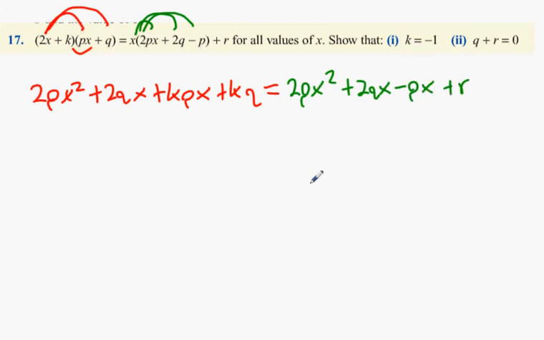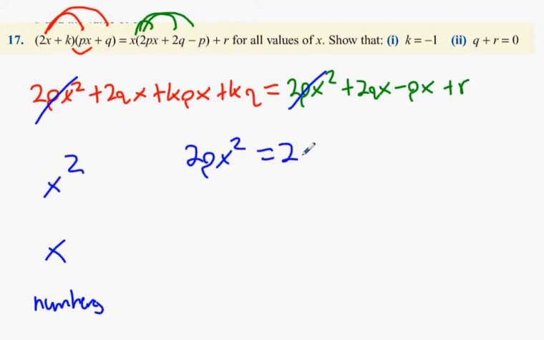Then on a really simplistic level, I look at each part individually. I look at the x squareds, I look at the x's, and finally I look at the numbers. The two of them can cancel because they're exactly the same. I would write down 2px squared equals 2px squared, and then you'd be like, nothing to learn there. Of course they're equal to each other, so you don't really spend too much time doing that.